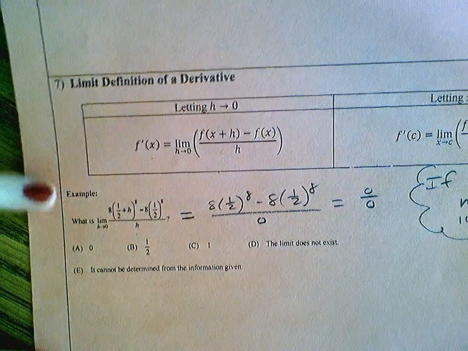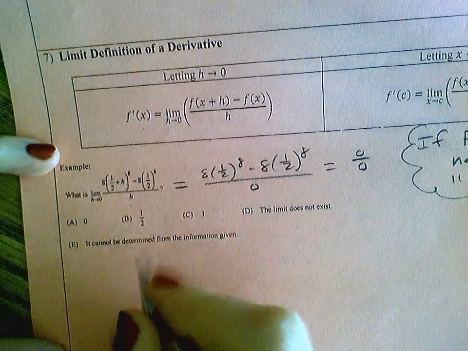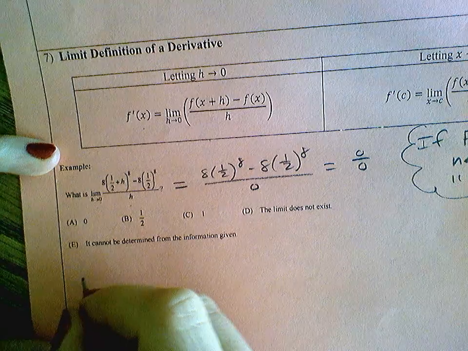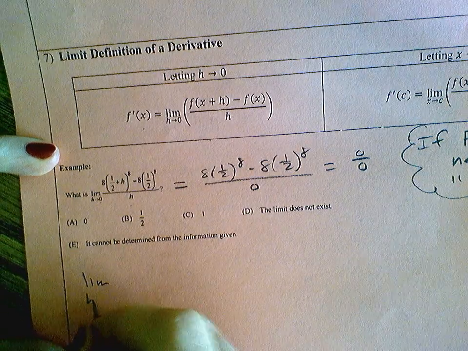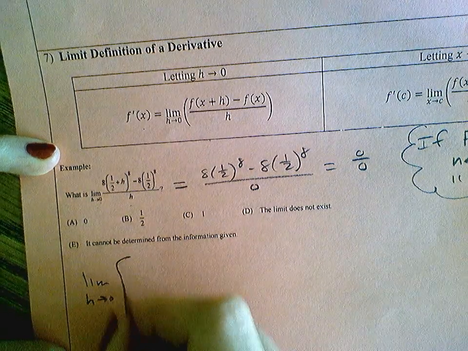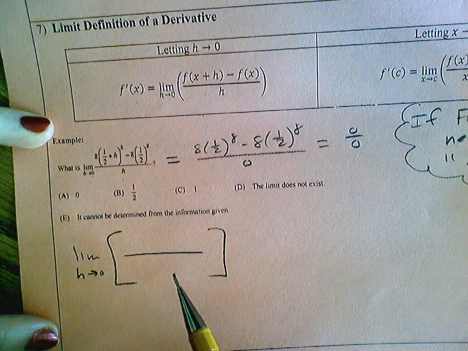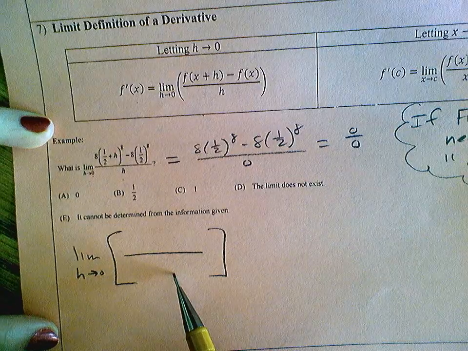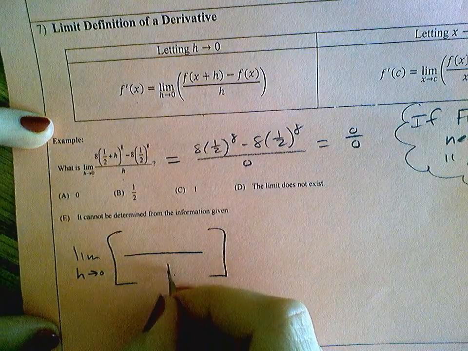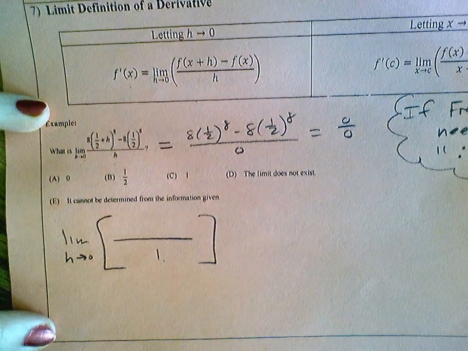Okay, but we don't need that for a free response. So I'm going to take the derivative of the top. All right, so this is going to be the limit as h approaches 0. And it's going to be the derivative of the top over the derivative of the bottom. The derivative of the bottom is just 1, because that's the derivative of h.